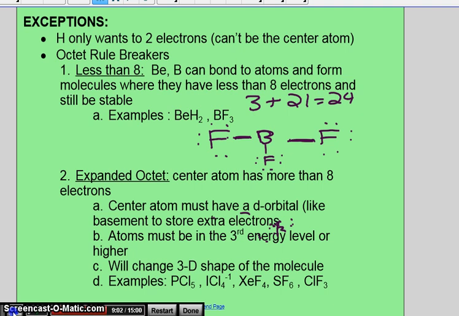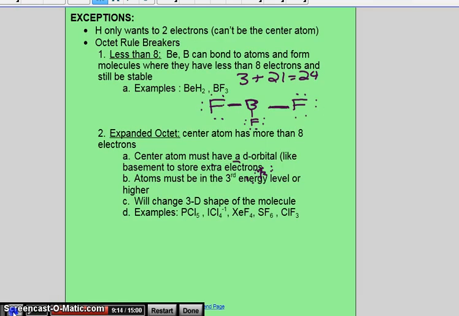So the center atom is the one that can potentially have the extra electrons, never anything else. Let's take a look at the PCl5 and look at that example first. In this case, I'm going to have to place 40 electrons from the valence electrons there. So I'm going to start in my normal way.